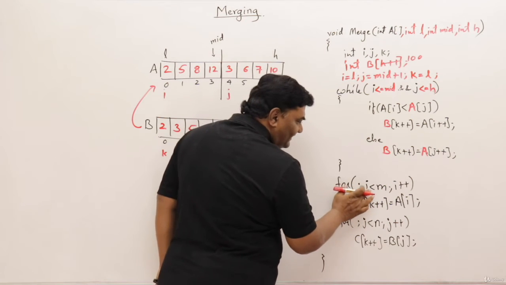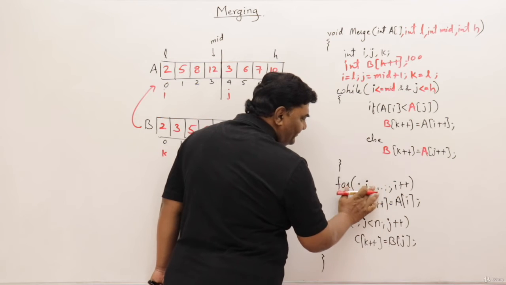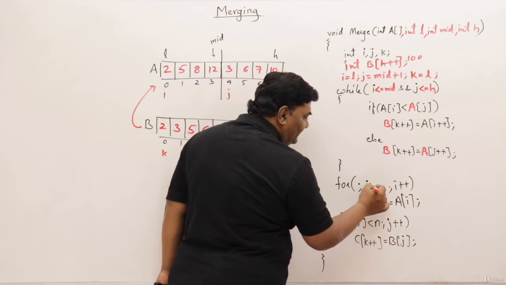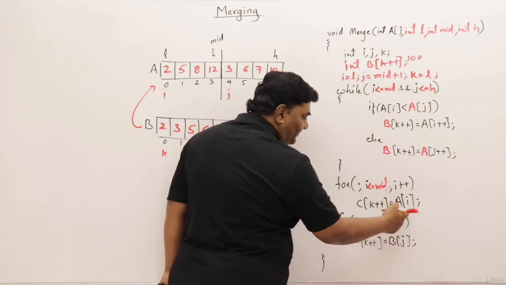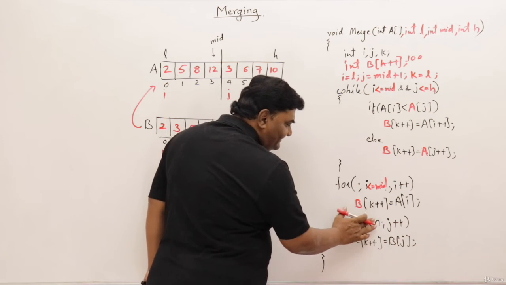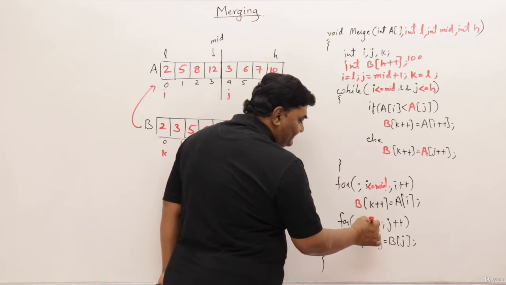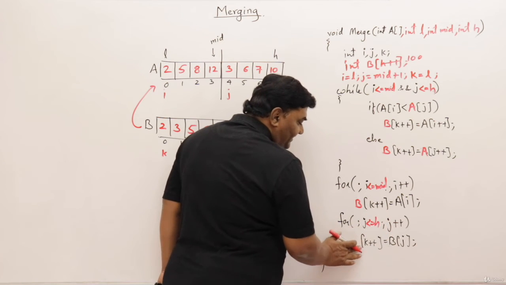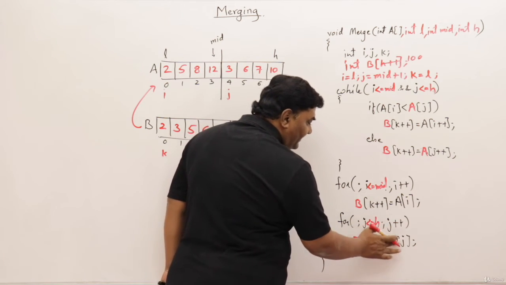Then this one, i less than or equal to mid I should write. So this is less than or equal to mid. Copy these elements in array B. Then j less than or equal to high, I should write less than or equal to high, and copy all the elements in B from A only.